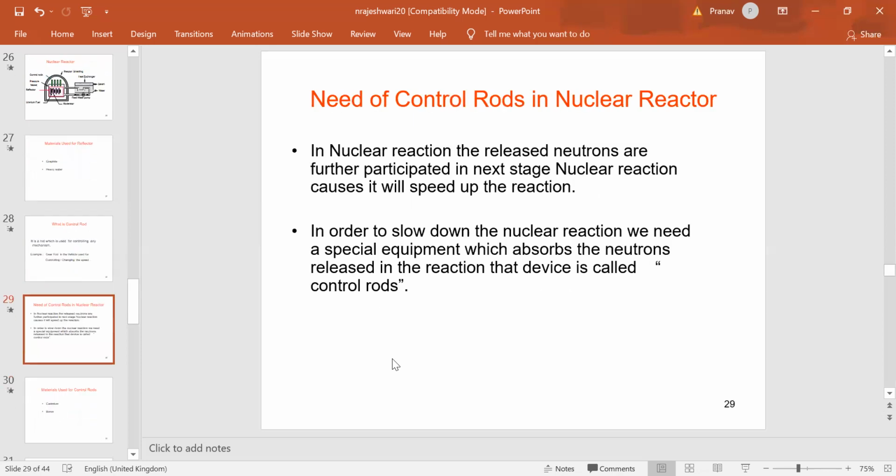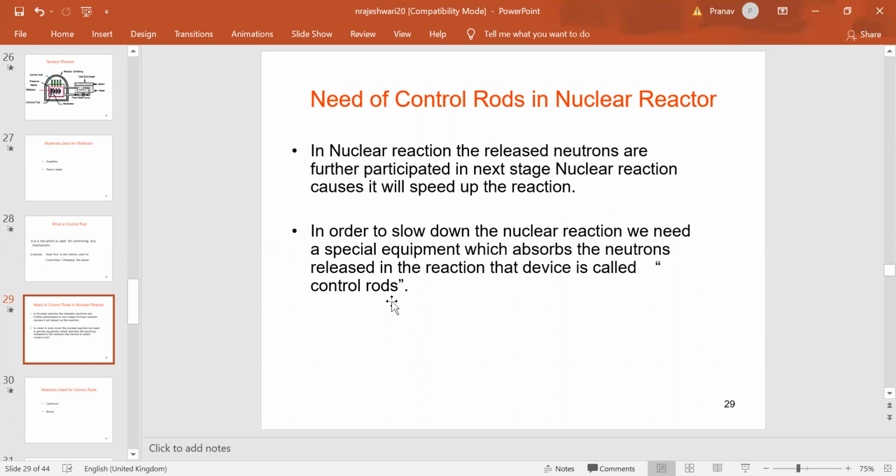The need for control rods in a nuclear reactor is this: in a nuclear reaction, the released neutrons further participate in the next stage of the nuclear reaction, which speeds up the reaction. In order to slow down the nuclear reaction, we need a special device which absorbs the neutrons released in the reaction. That device is called a control rod. So the main need of a control rod is to absorb the excess neutrons released in the nuclear reaction.